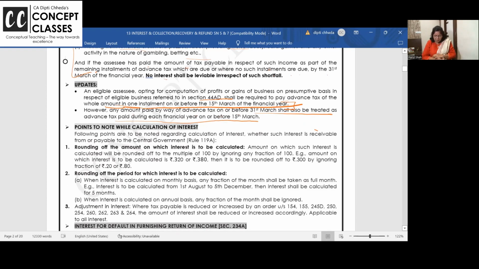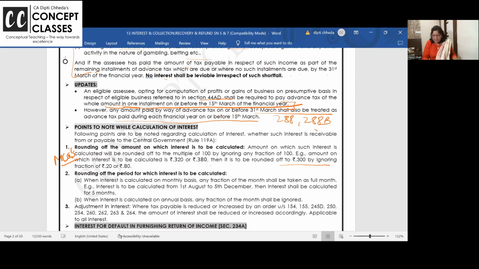Okay, some points you need to remember for interest calculation. This is asked in MCQs, please mark it. Amount on which interest is calculated will be rounded off in multiples of 100 by ignoring any fraction. Example, amount on which interest is calculated is say 320 or 380. It will be rounded off to 300. Generally 50 and above we do rounding off up, otherwise down. Who taught you that?